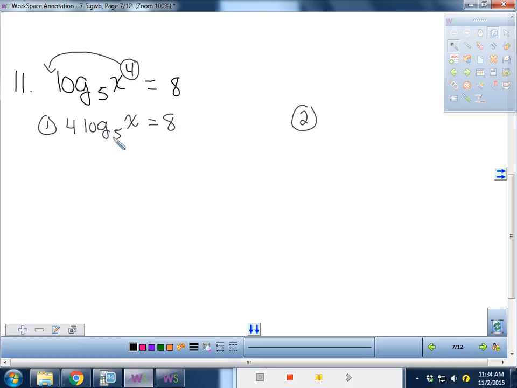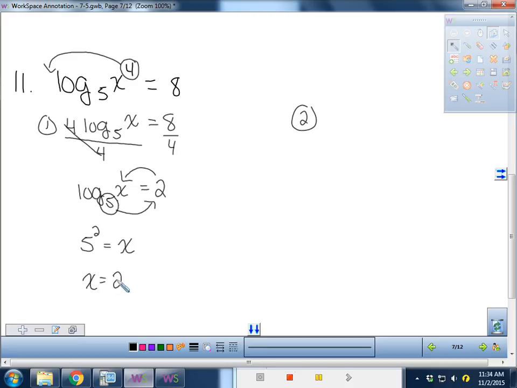I can't rewrite my log yet because there's something in front of my log. So since 4 is being multiplied, I'll go ahead and divide by 4. So that gives me log base 5 of x equals 2. Now that log doesn't have anything in front of it, I can rewrite this in exponential form. So it's 5 to the second power equals x. And I know that 5 squared is 25.